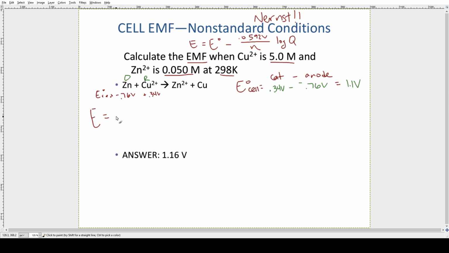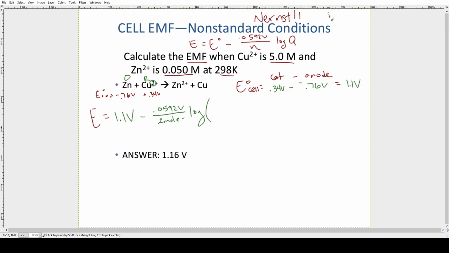So here I'm going to plug in 1.1 volts for my standard cell potential minus, I get to use this nice little shortcut, 0.0592 volts because it's at 298 Kelvin, over the moles of electrons transferred. How many electrons are being transferred between zinc and copper? Just 2 electrons. You can look at the charge. That's the fast way to do it. Just look at the charge, and if it has coefficients, then multiply the charge times the coefficient. So 2 moles of electrons multiplied times the log of Q.